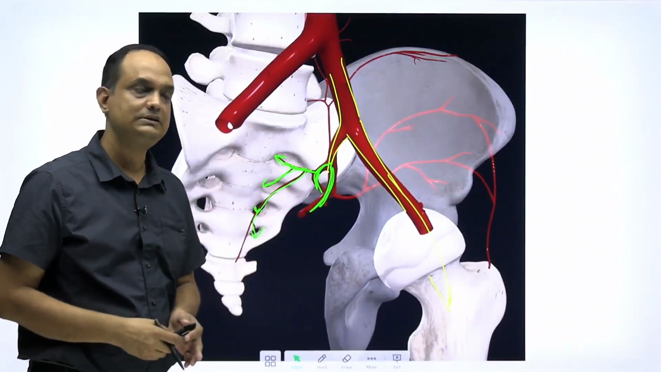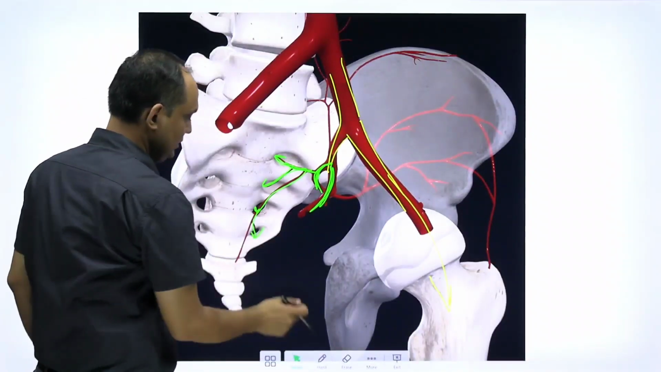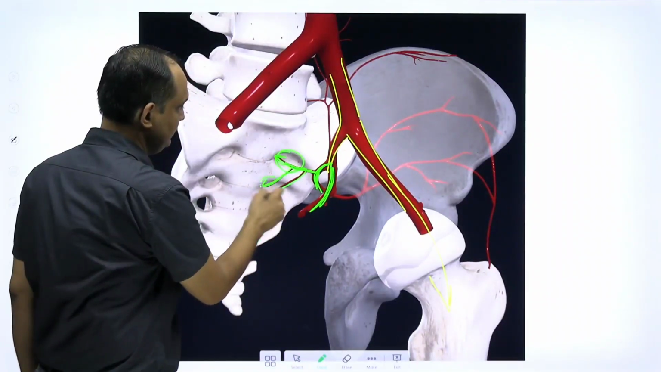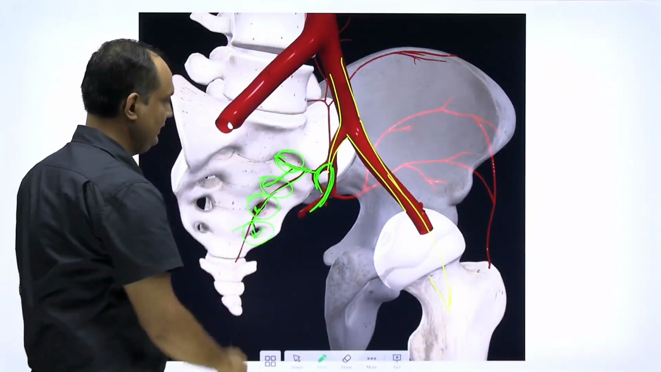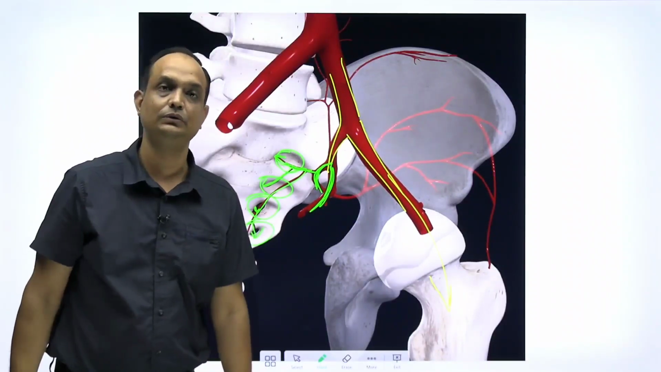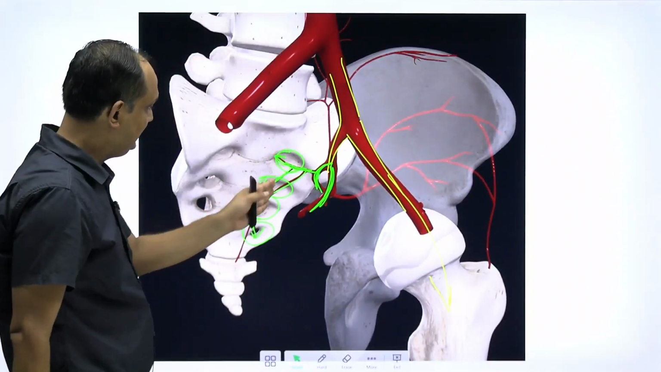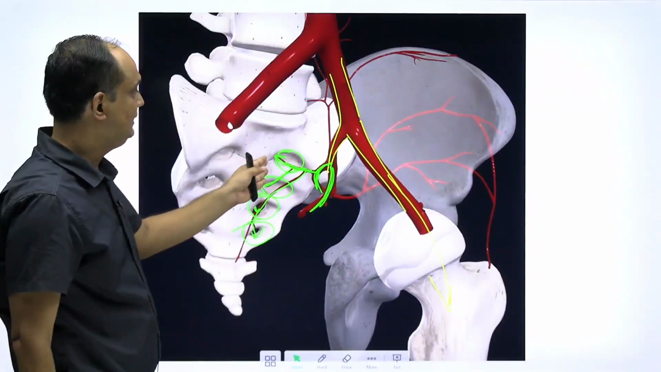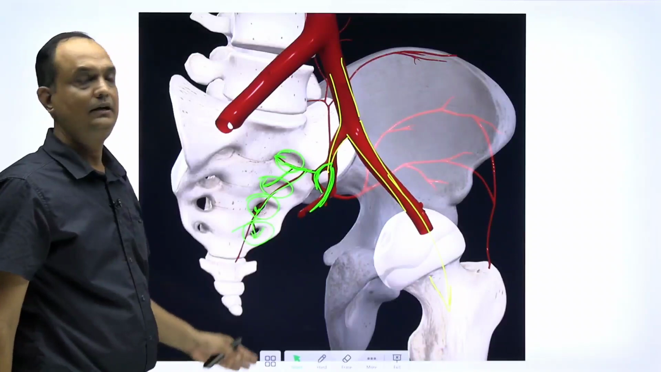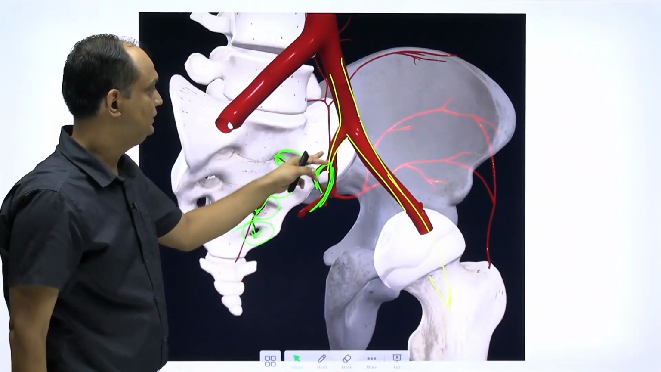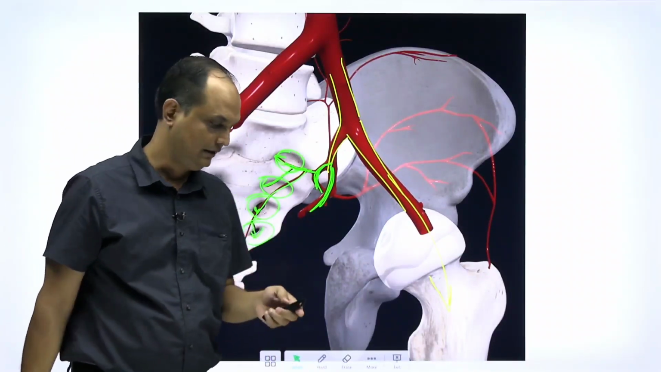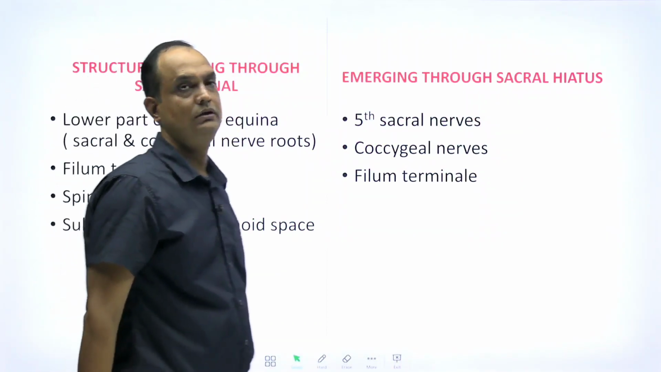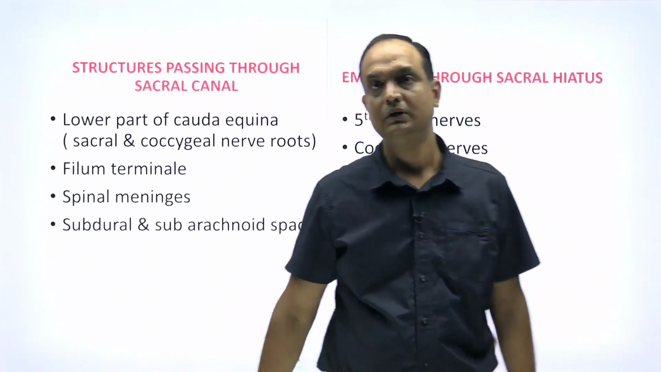So, you have to understand that ventrally you not only have the exit of the anterior or ventral rami of the sacral nerves S1, 2, 3, 4, but there is also an entry of arteries from the anterior side. These arteries are known as the lateral sacral artery, which is actually a branch of the posterior division of the internal iliac artery. Now, this is a very important question.